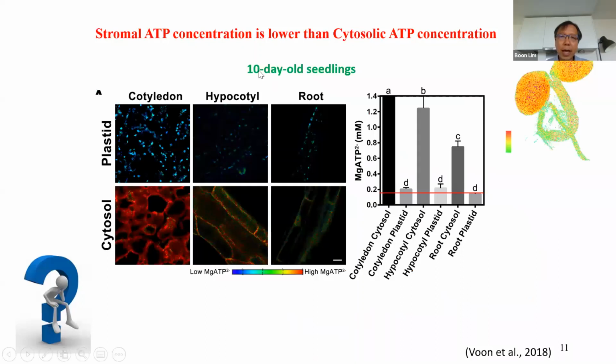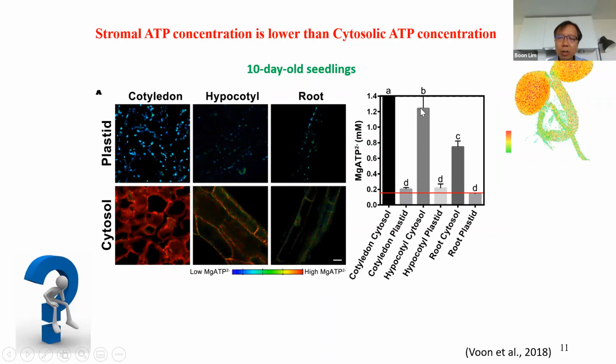In 10-day-old seedlings, we look at the ATP concentration in the plant. Blue color means low ATP concentration, and red means high ATP concentration. From here, you can see that the plastids in the cotyledon, hypocotyl, and root are blue. But in the cotyledon cytosol, it is red, and this is orange, and this is a bit green. That means that in 10-day-old seedlings, the cotyledon cytosol has a very high ATP concentration, which exceeds the upper limit of the detection range of the sensors.